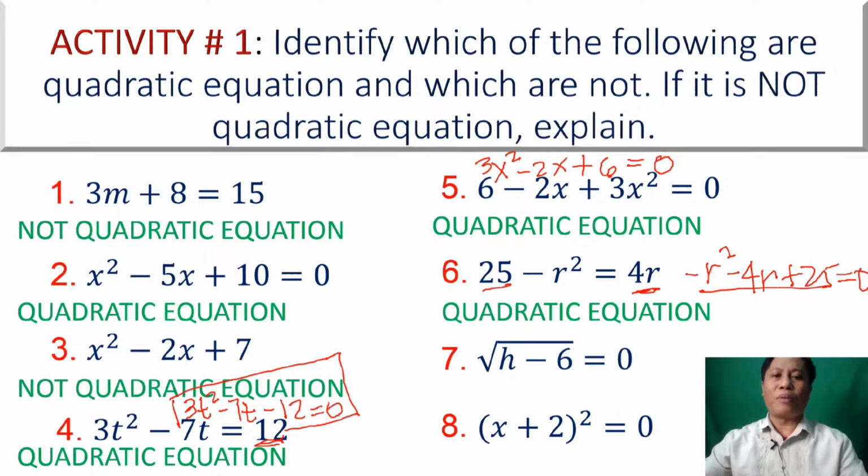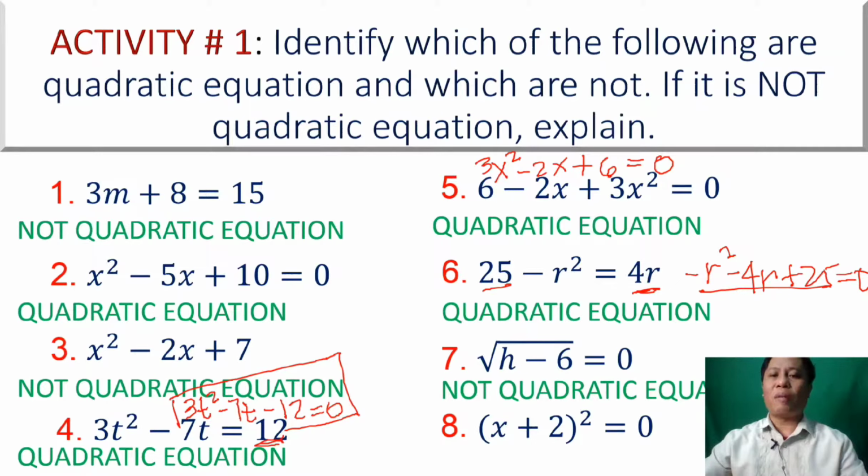How about number 7? Square root of h minus 6 equals 0. Okay, that's not a quadratic equation because the variable h is under the radical sign, and it shows that the exponent of h is not 2. So actually, this equation is what we call a radical equation, or the square root equation in particular.